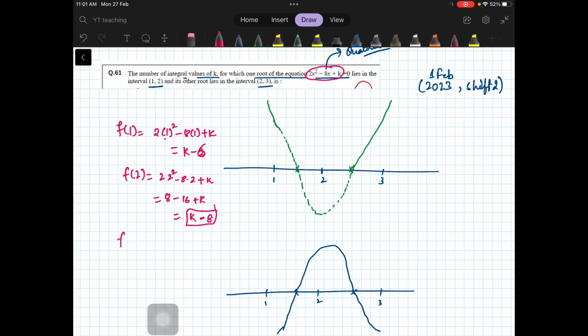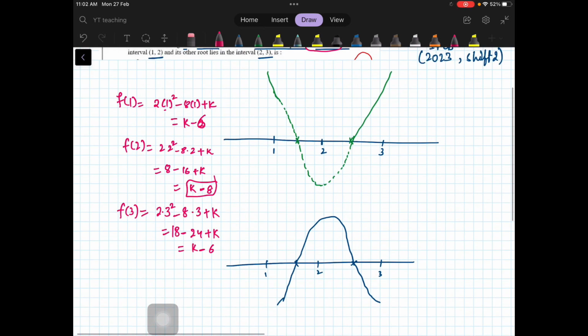If you compute f of 3, that will be 2 into 3 square minus 8 into 3 plus k. 3 square is 9, into 2 is 18, minus 24 plus k, so that is k minus 6. Now in situation 1, you want f of 1 to be positive and f of 3 to be positive. Since both are k minus 6, that gives k greater than 6.